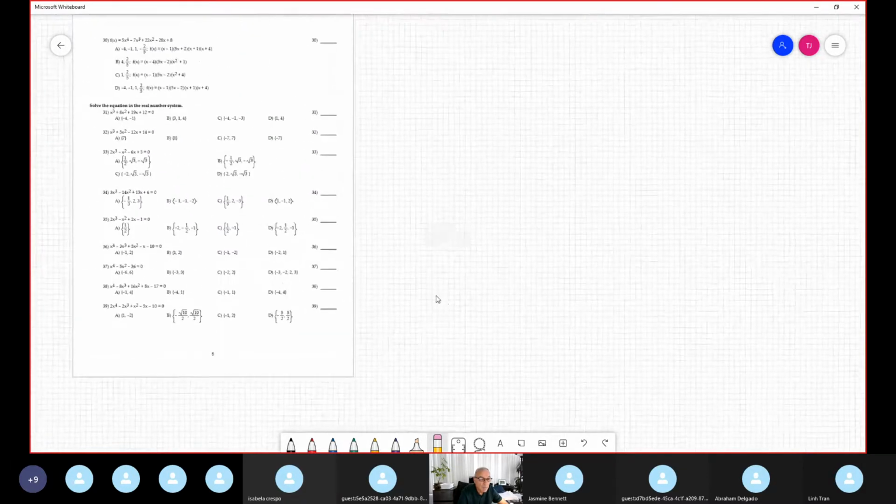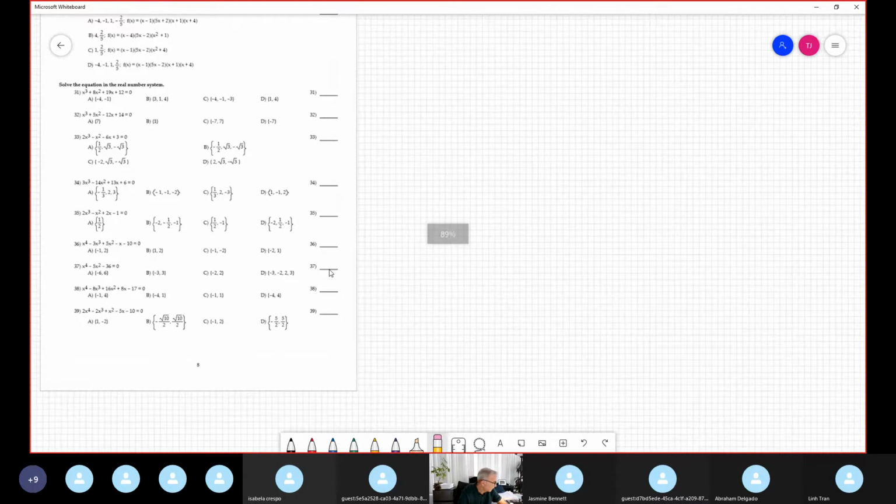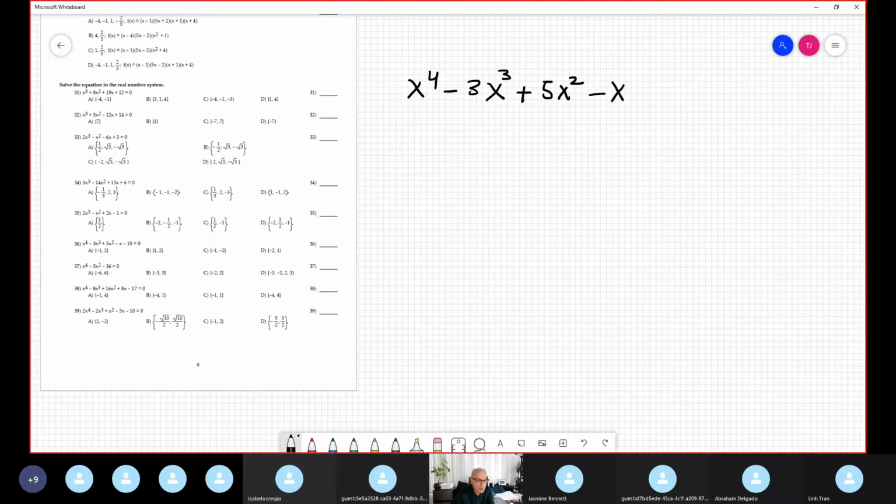Now, 36 is more complicated because it's degree 4. It is x to the 4th power minus 3x to the cubic power plus 5x to the 2nd power minus x minus 10 equal to 0. This is my equation.